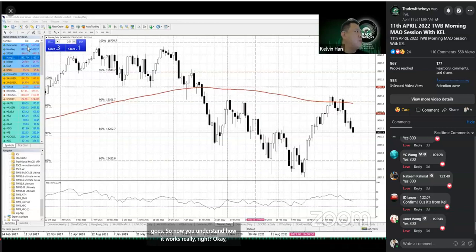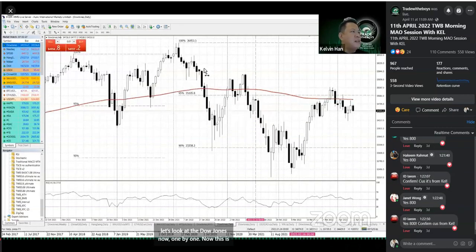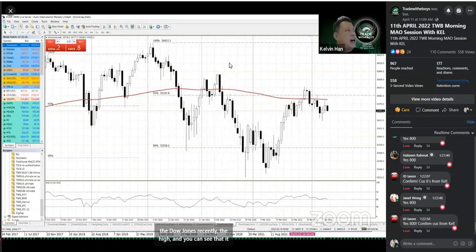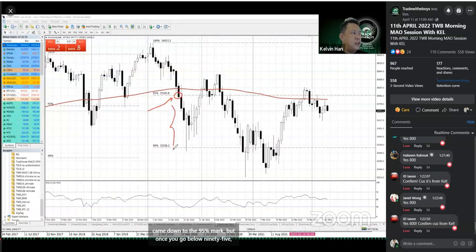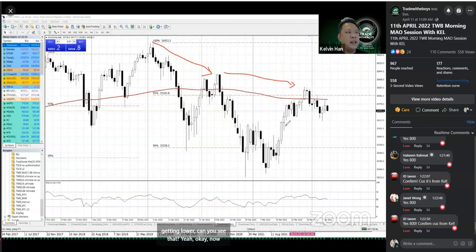Okay. Let's look at the Dow Jones now one by one. Now this is the Dow Jones recently, the high, and you can see that it came down to the 95% mark. But once it went below 95, it went straight down to the 90% mark. Can you see that? And then after that, it so-called rebounded, came back down again, went again. Okay, all right. So now the thing is this: if that is going to be the way, we can see that the high each time is getting lower. Can you see that? Yeah.